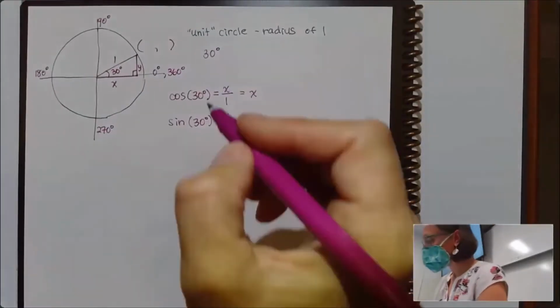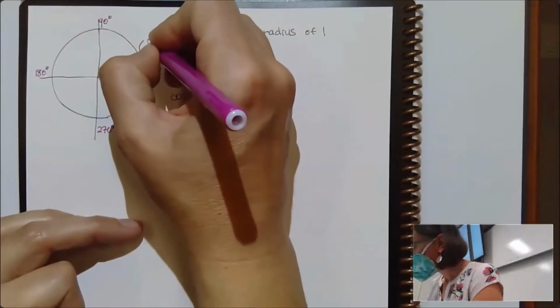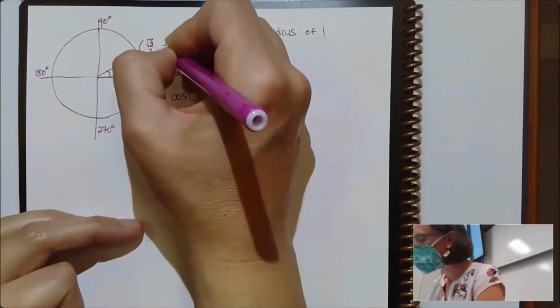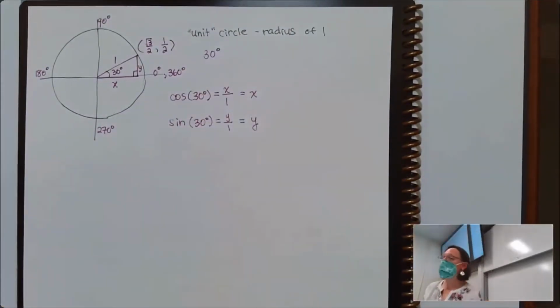Cosine of 30 degrees, that's square root of 3 over 2. Sine of 30 degrees, that's 1/2. So we usually label the points on a unit circle in that way, where the x coordinate is our cosine value, the y coordinate is our sine value.